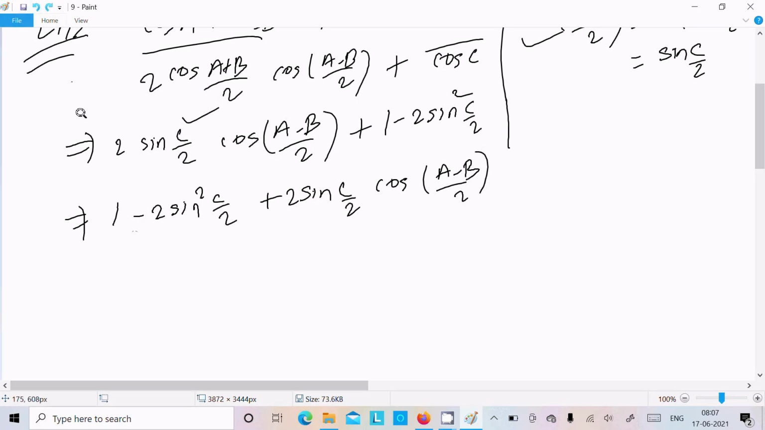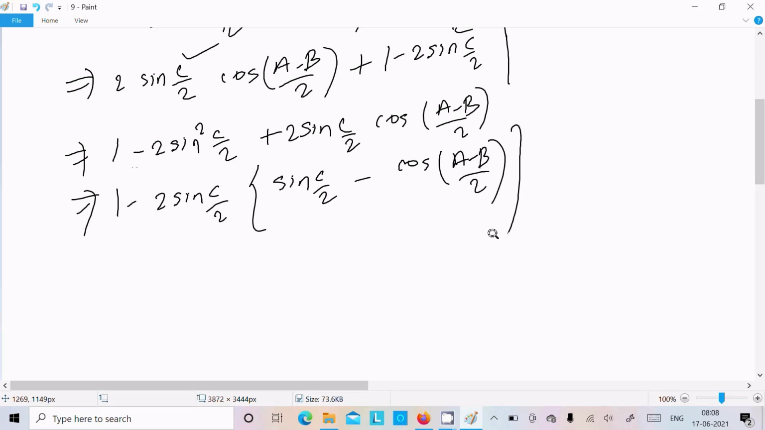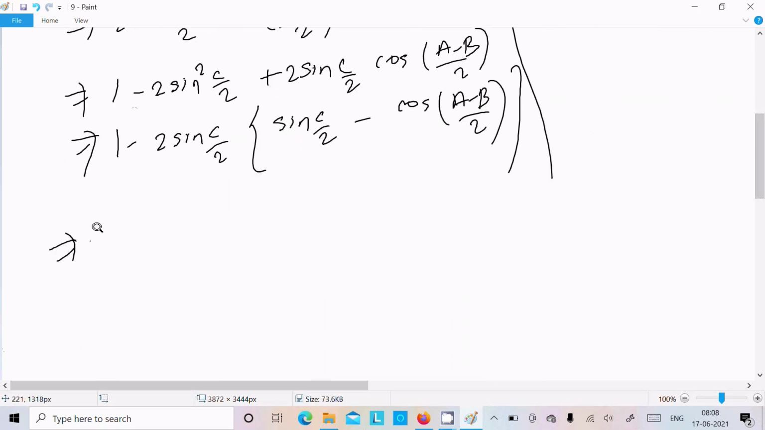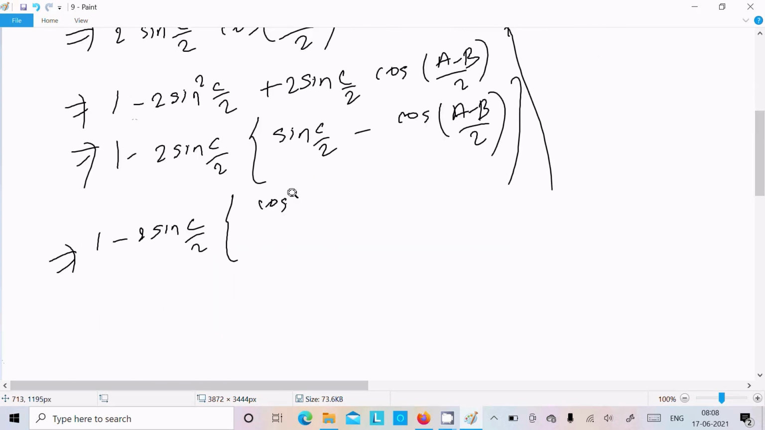Next, take the common factor, 2 sin(C/2). So here we can write 1 − 2 sin(C/2) [sin(C/2) − cos((A − B)/2)]. Thereafter, in place of sin(C/2) we can write cos((A + B)/2). So 1 − 2 sin(C/2) times [cos((A + B)/2) − cos((A − B)/2)].